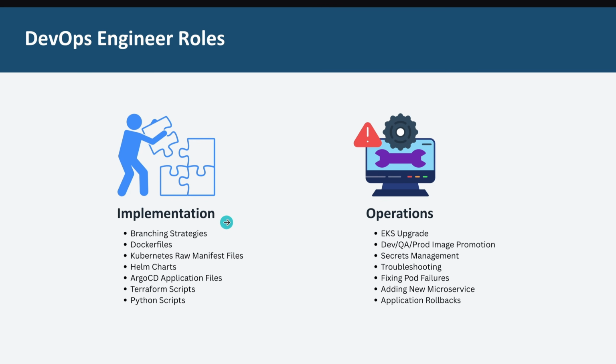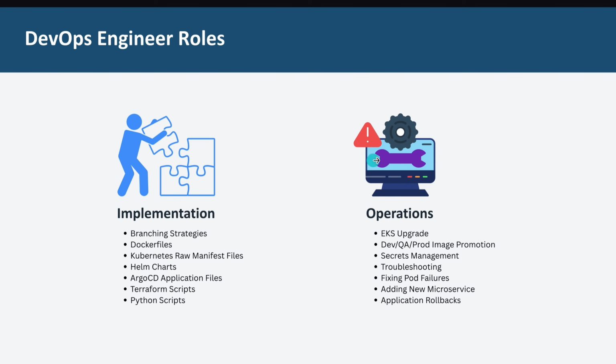As part of implementation, we discuss branching strategies, Docker files, that too multi-stage Docker files, Kubernetes raw manifest files, and what are the advantages of using Helm charts, then writing Argo CD application files, Terraform scripts, Python scripts, and many more. This comes under the implementation part.